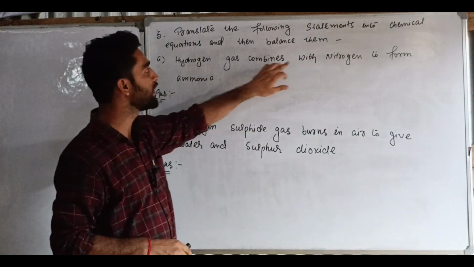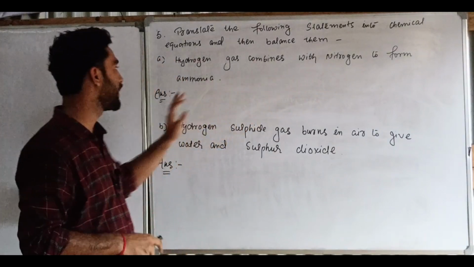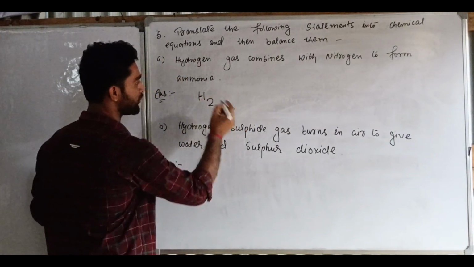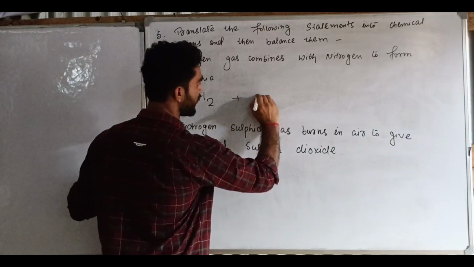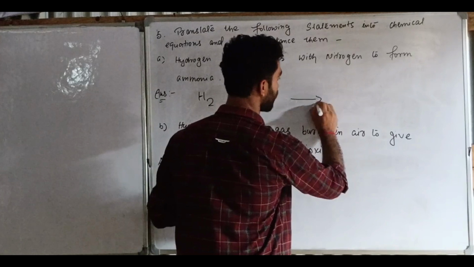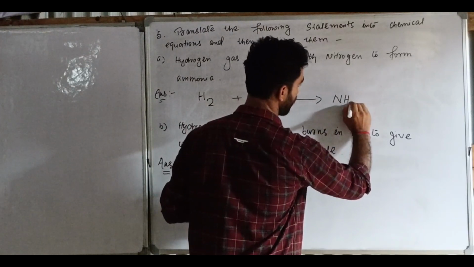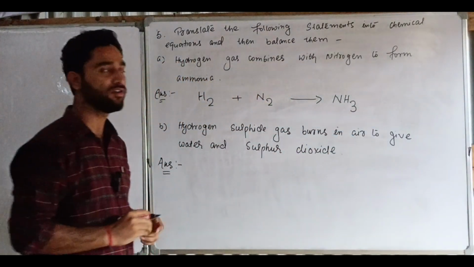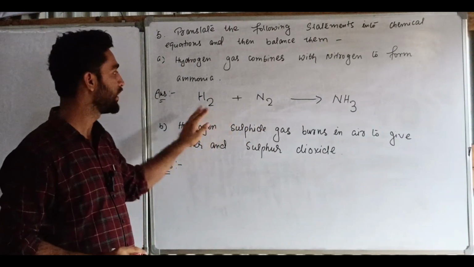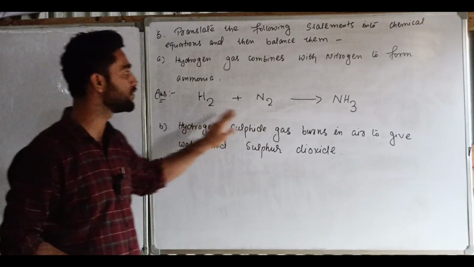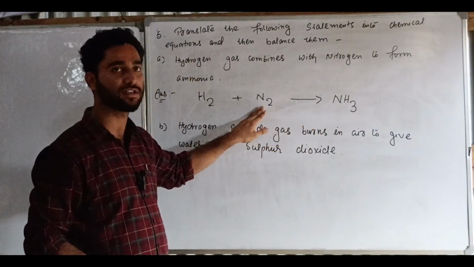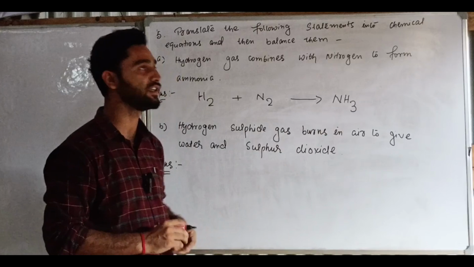Hydrogen gas combines with nitrogen to form ammonia. So the hydrogen symbol is H2. Hydrogen combines with nitrogen N2 and they form ammonia. Now this reaction is called the skeletal equation because it is in the unbalanced state. Here you will see in the reactant side hydrogen is 2 but in the product side hydrogen is 3. In the reactant side nitrogen is 2 but in the product side nitrogen is 1.